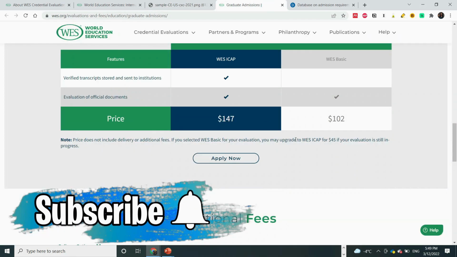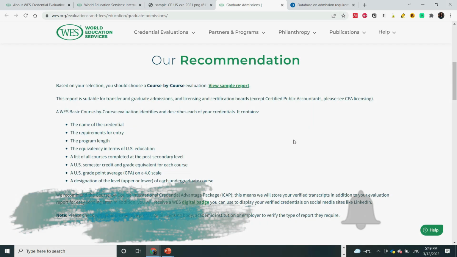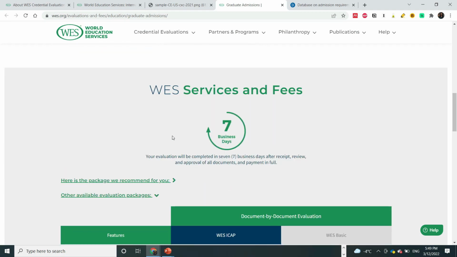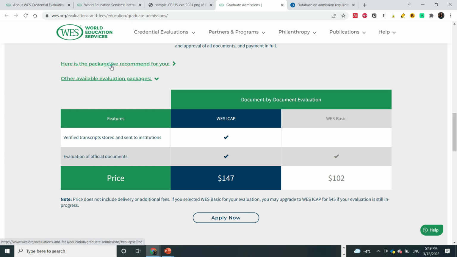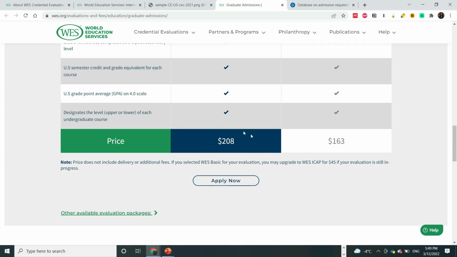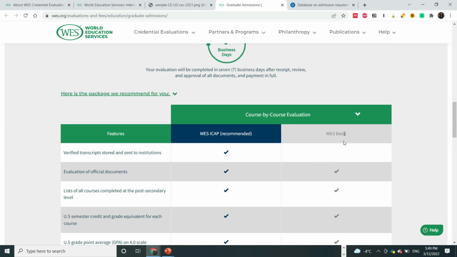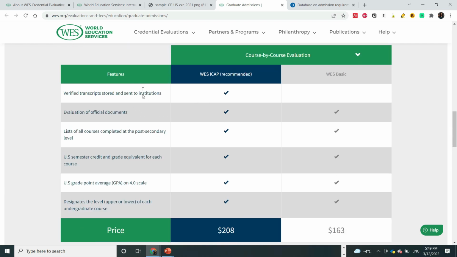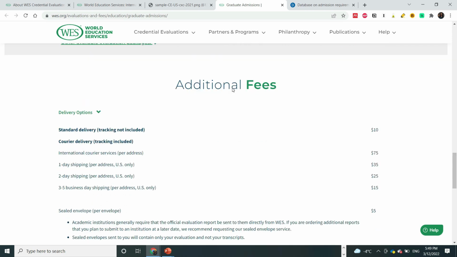Now let's look at the cost involved. So as I said, there are two types based on the document by document and the course by course. For the course by course, they are taking 208, and for the basic, they are taking 163. This happens if you want them to send to your institution. So if you want them to send to you, you have to pay more. And for every number of institutions, you actually also have to pay more.